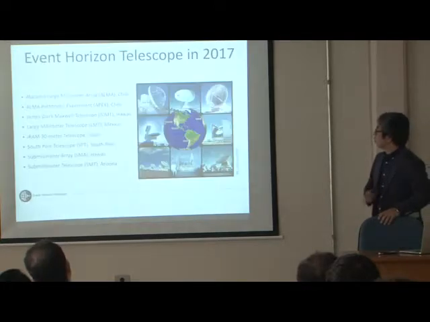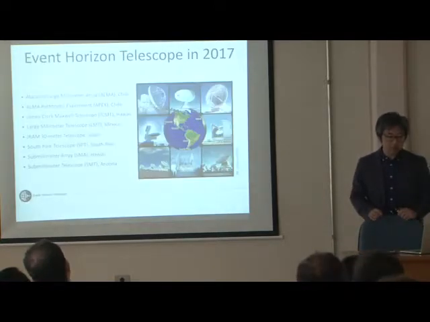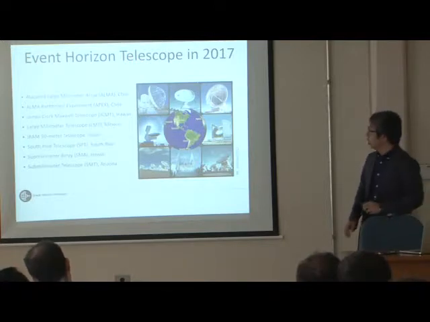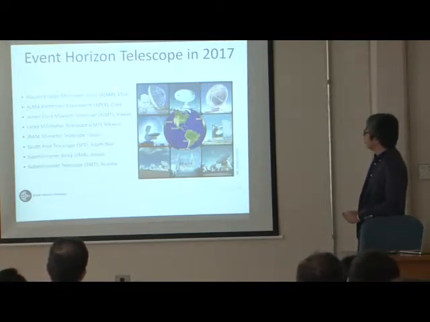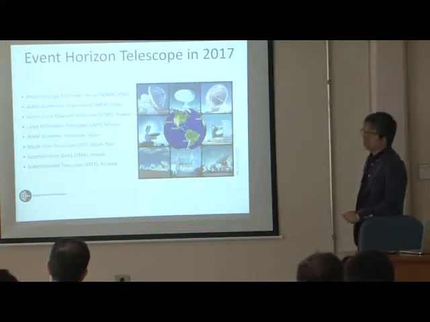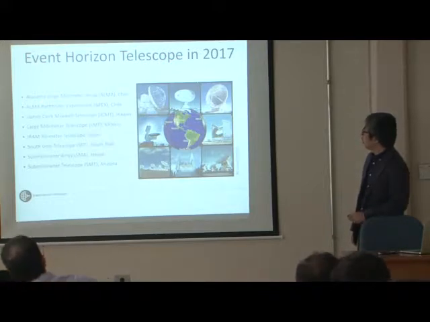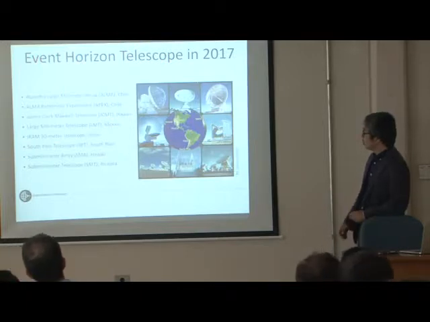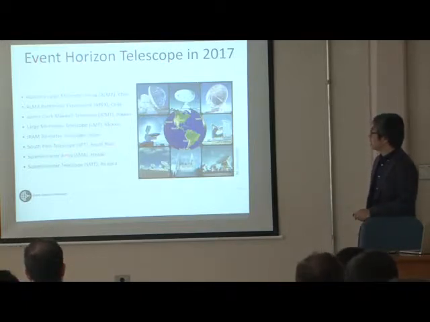Okay, so this is the actual Event Horizon Telescope observing in April 2017. For the first time we included ALMA in the Event Horizon Telescope observation. So this includes 1, 2, 3, 4, 5, 6, 7, 8 telescope antennas. One of the biggest is ALMA, and then APEX, JCMT in Hawaii, the LMT in Mexico, the IRAM telescope in Spain, and the South Pole Telescope at the South Pole, and then the Submillimeter Array, SMA, in Hawaii, and the SMT in Arizona.